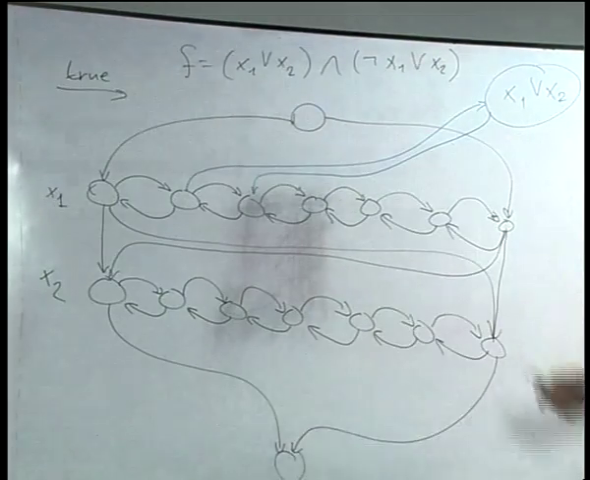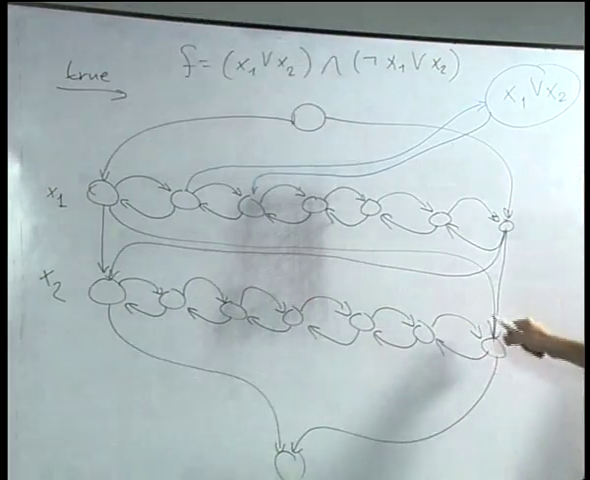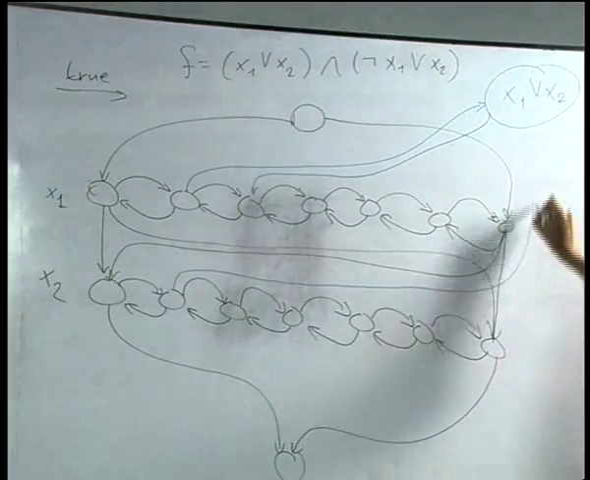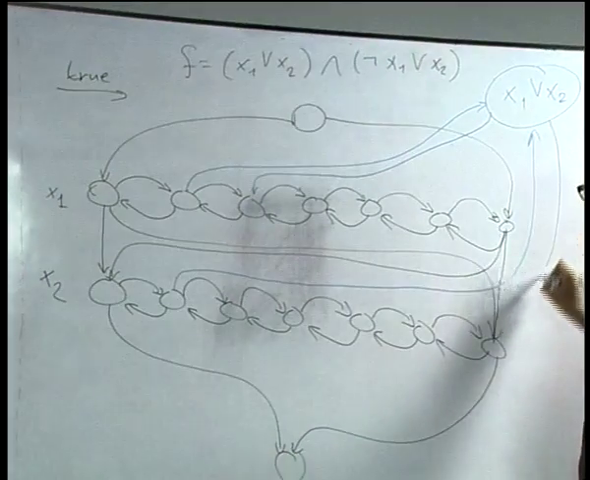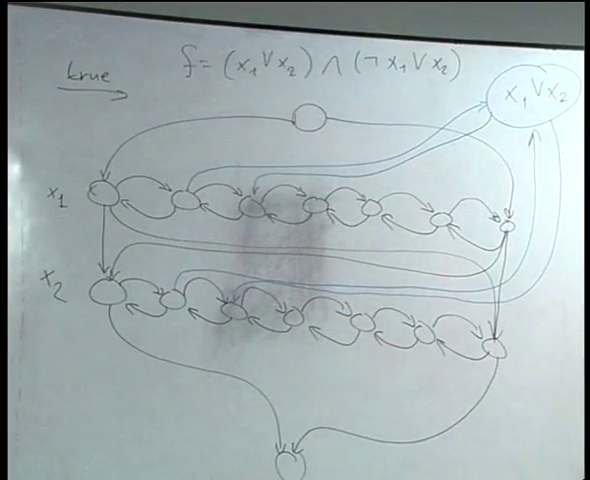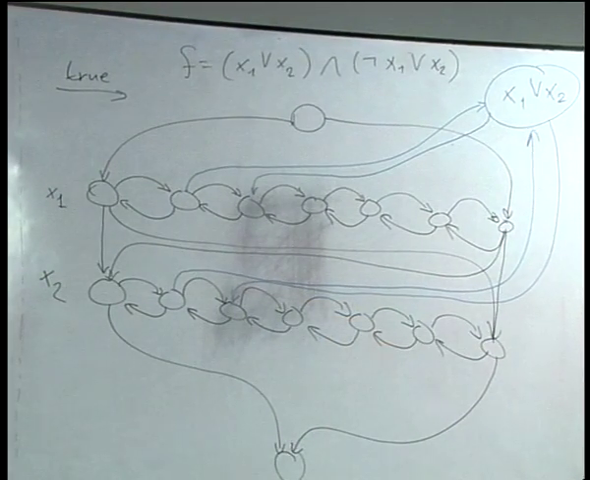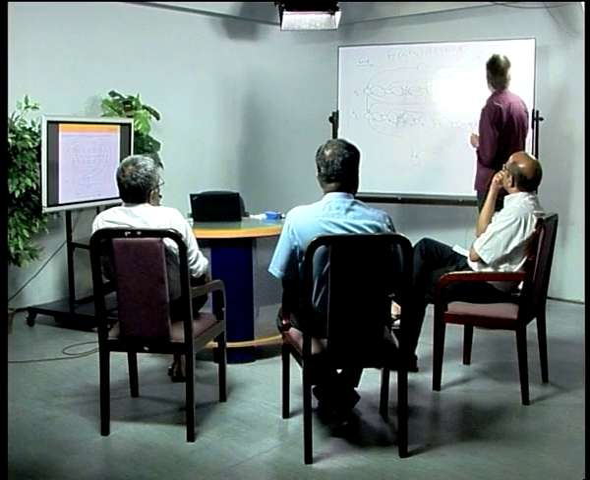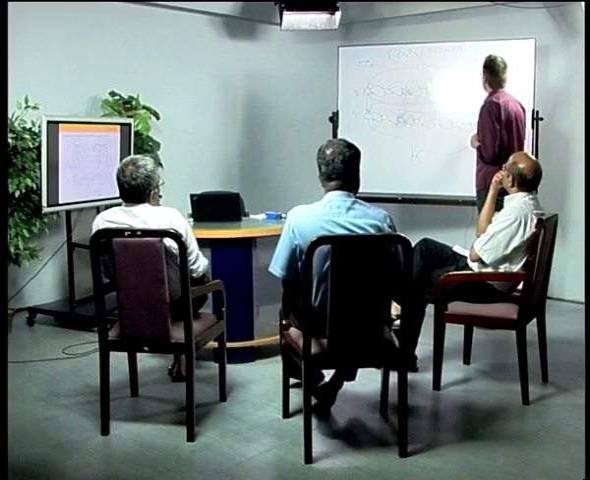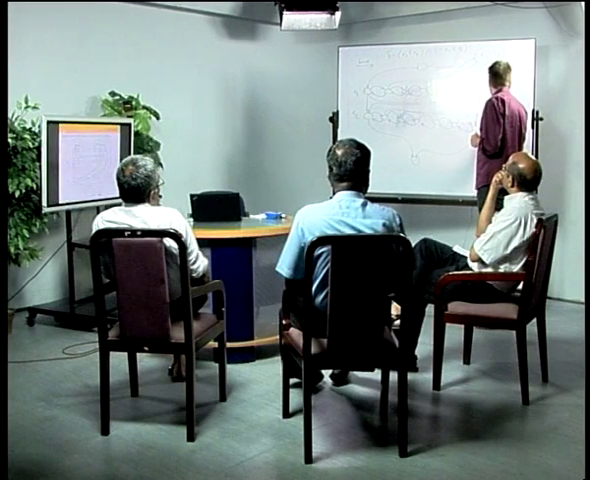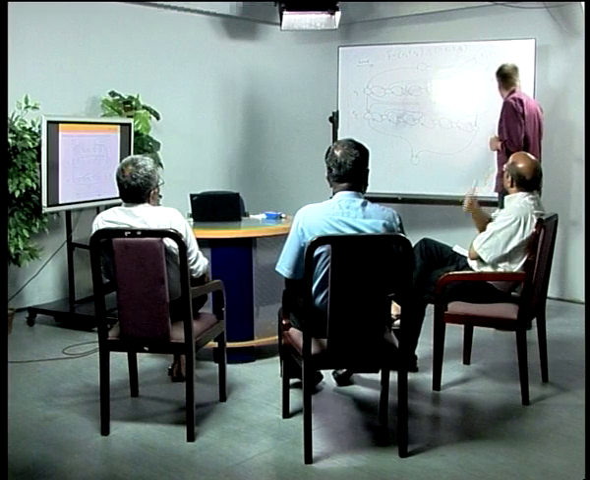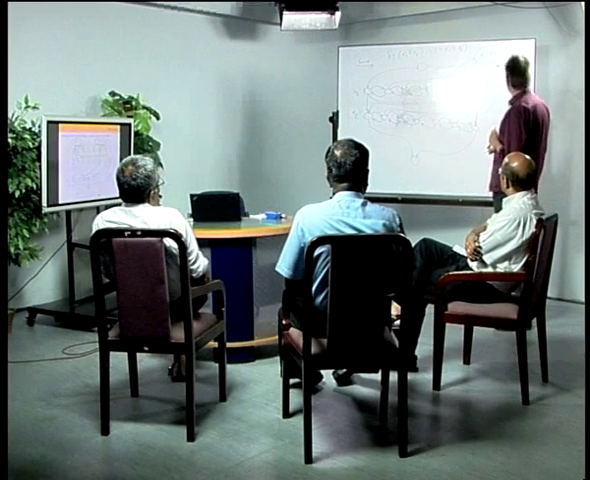x2 true. Same thing. If we're walking left to right on x2, then we want to make it possible to visit this clause vertex, like so. I'll have to be very careful here with the lines. So this is it for this clause vertex. Now we add the other clause vertex: not x1 or x2. Man, that's an ugly one.